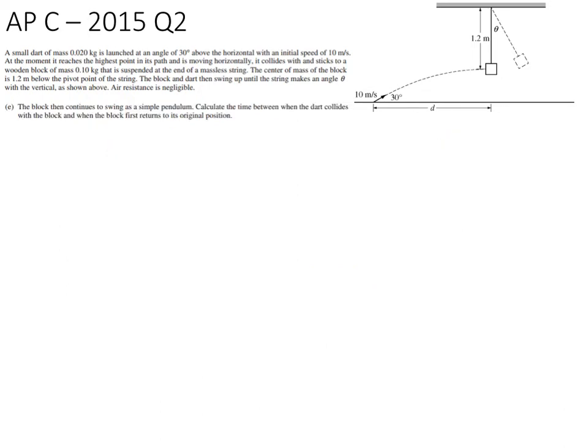Okay, and then this one continues to swing as a pendulum. Calculate the time it takes between when the dart collides, here, to when it goes up, and then when it comes back down to here. Alright, so they want the time for a swing. So they want the period. But is this the full period? Well, let's see. A full period goes from amplitude to amplitude and back. This one is going from equilibrium to amplitude to equilibrium. This is only half the total period.